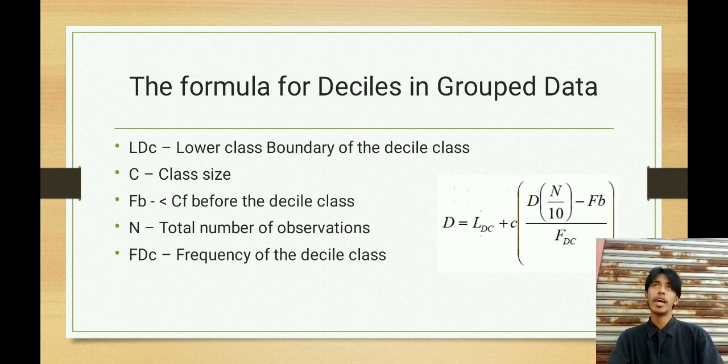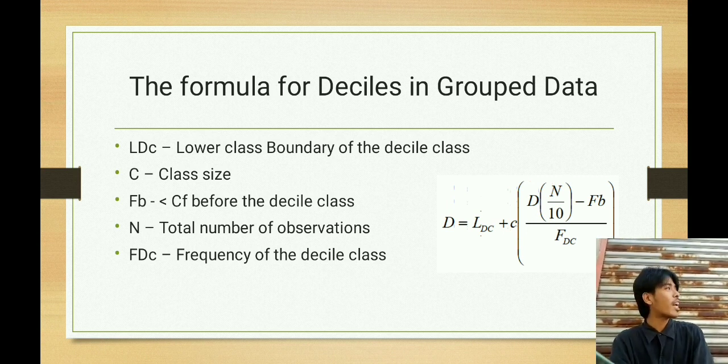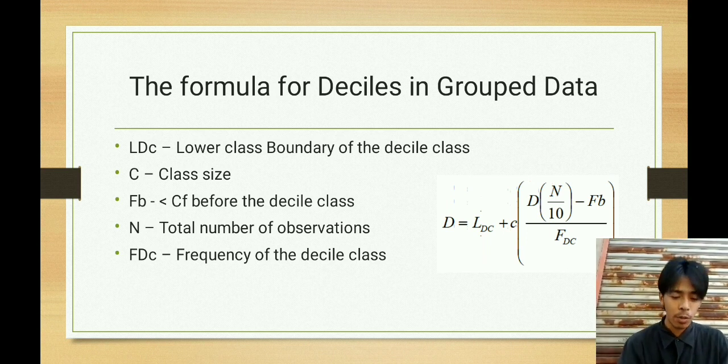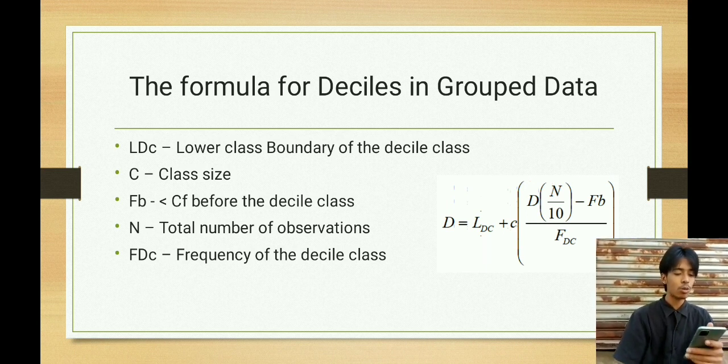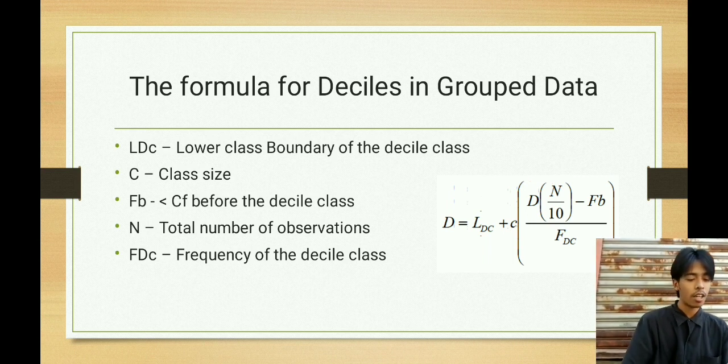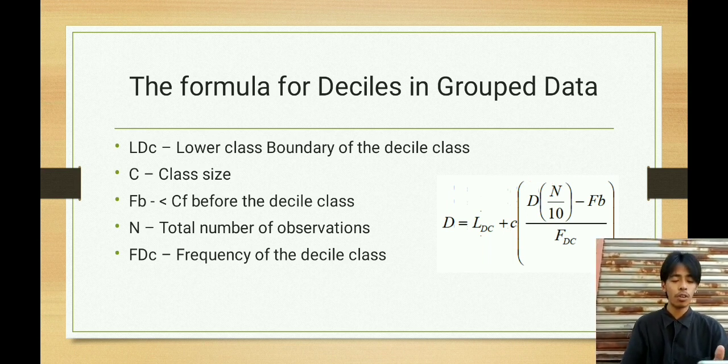So we have L sub DC, the lower class boundary of the decile class; C, the class size; F sub B, the less than cumulative frequency before the decile class; N, the total number of observations; and F sub DC, the frequency of the decile class.